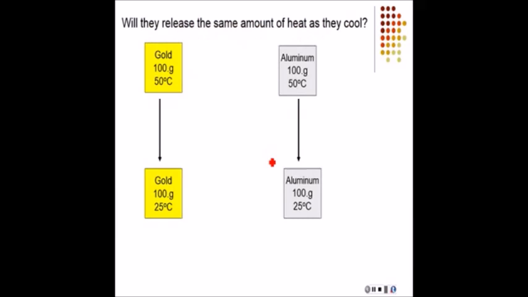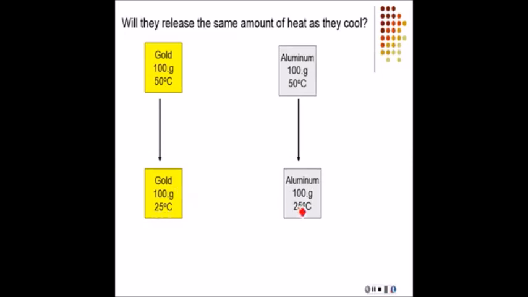So let's take a look then at this problem here. We have gold at 50 degrees, 100 grams, becoming 25 degrees, so it's losing heat to the air. Aluminum, weighing the same amount at the same temperature, is going to become aluminum at 25 degrees. So what we see here is both metals weigh the same, and both metals are going to undergo the same temperature change, which is 25 degrees. It just happens to be the same as this, but that doesn't matter.